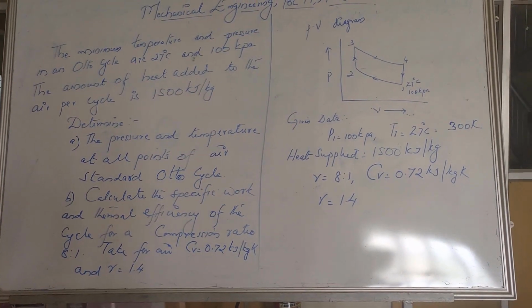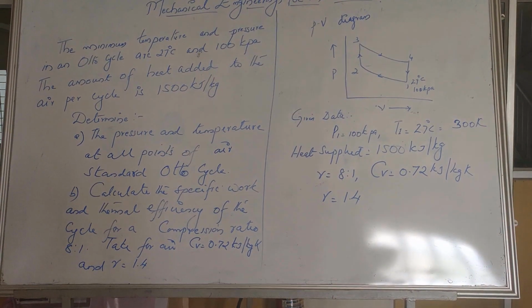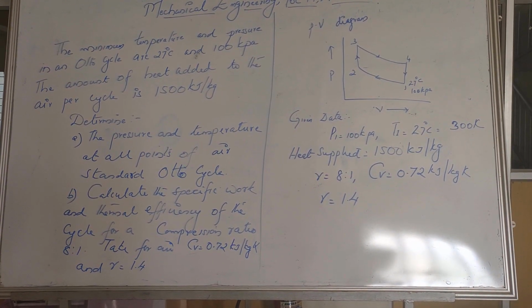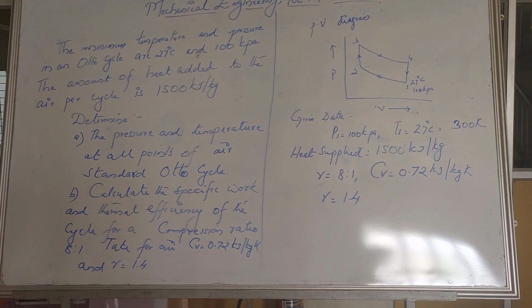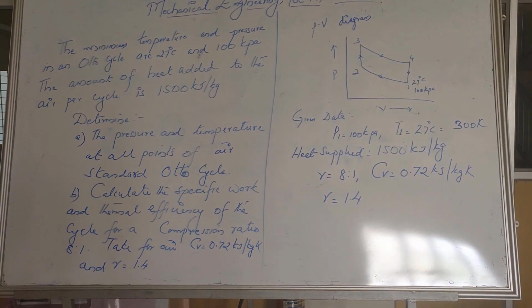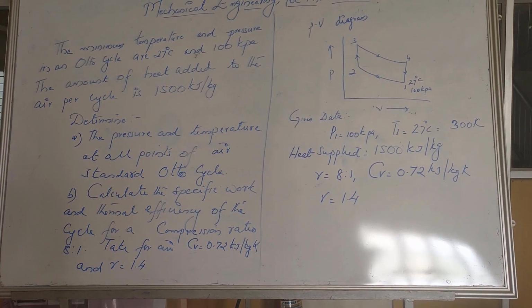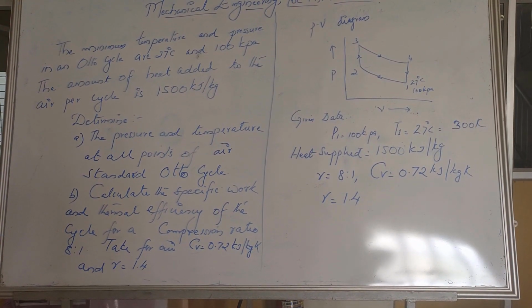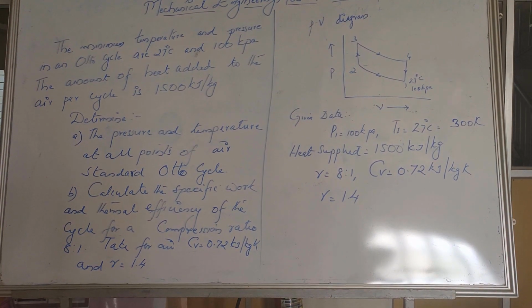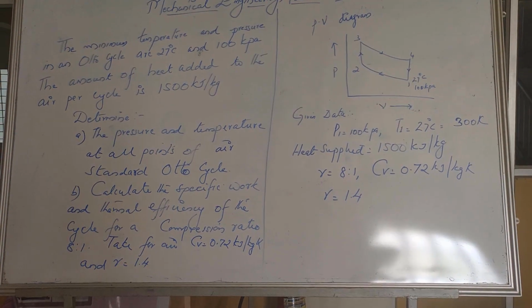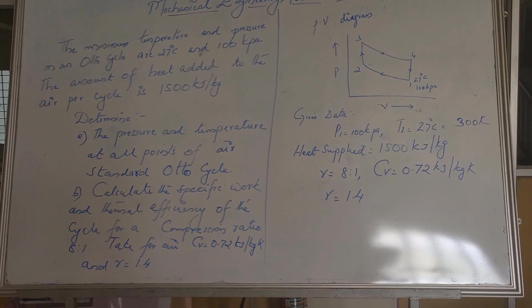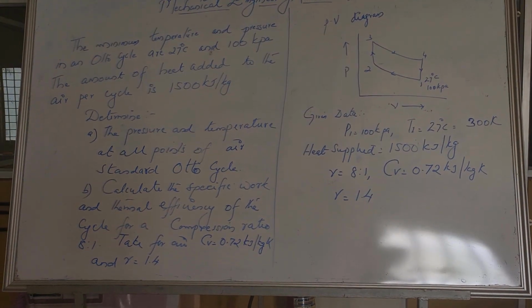Now in the question, the given data at point 1 is a pressure of 100 kilopascal. So you can mark that in the PV diagram at point 1, 100 kilopascal. And the temperature is also given, 27 degrees Celsius. Keep in mind you will have to convert this into Kelvin. Therefore 27 plus 273 is 300 Kelvin. Mark it in the PV diagram itself.